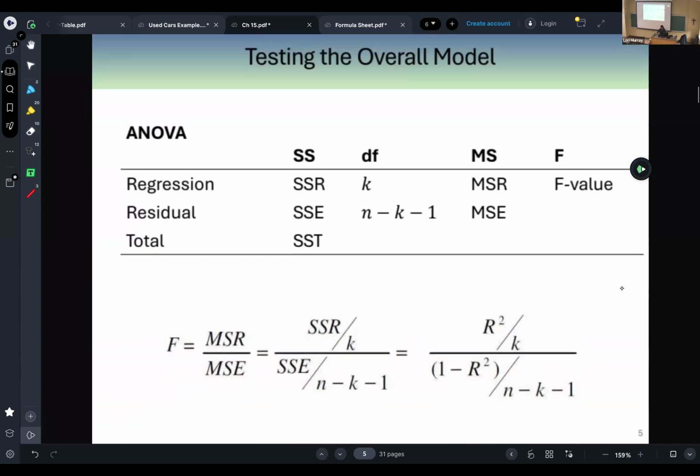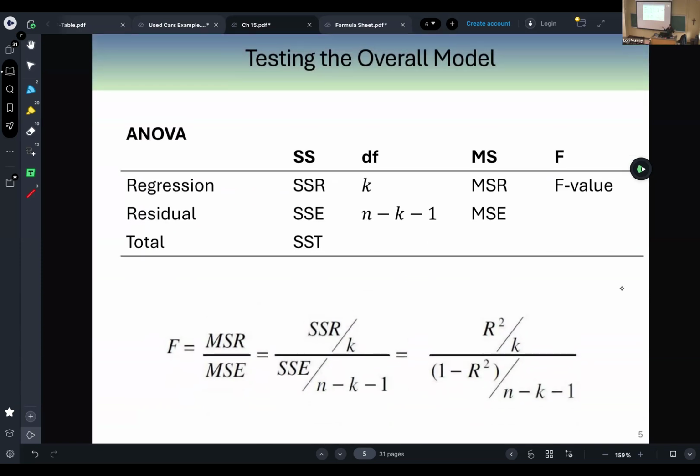And here it is. We have our overall model. It's the ANOVA table. This tests the overall model to see how good it is. F can be a function of MSR divided by MSE. It can also be written this way. That's how we get those MSRs and MSEs, those mean squares.